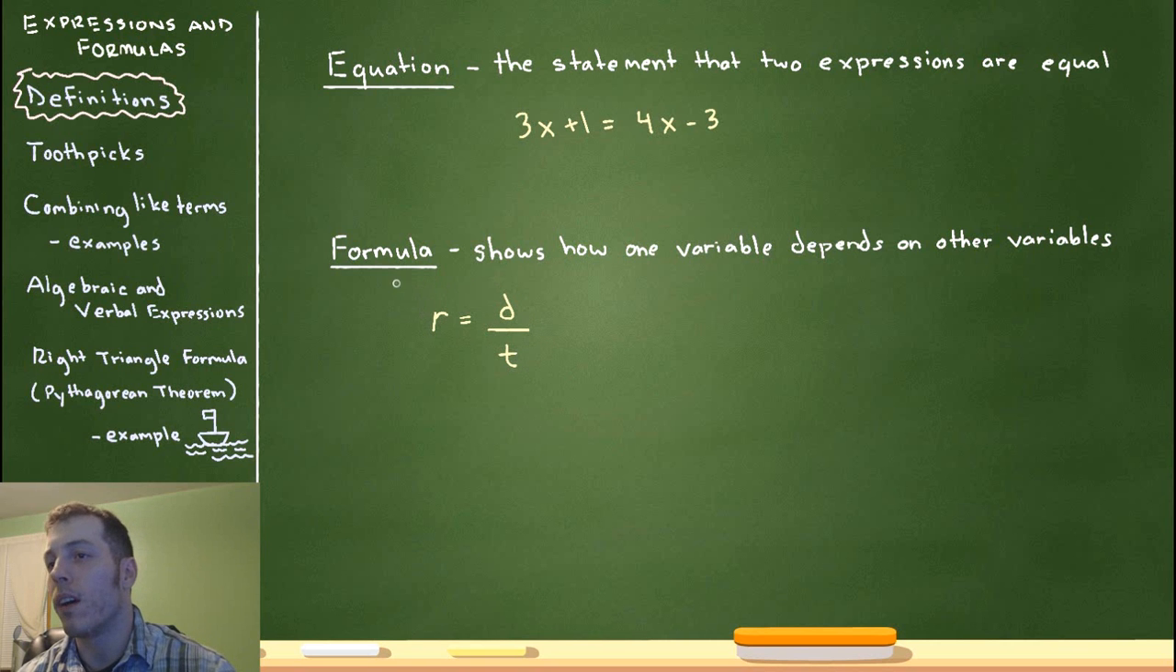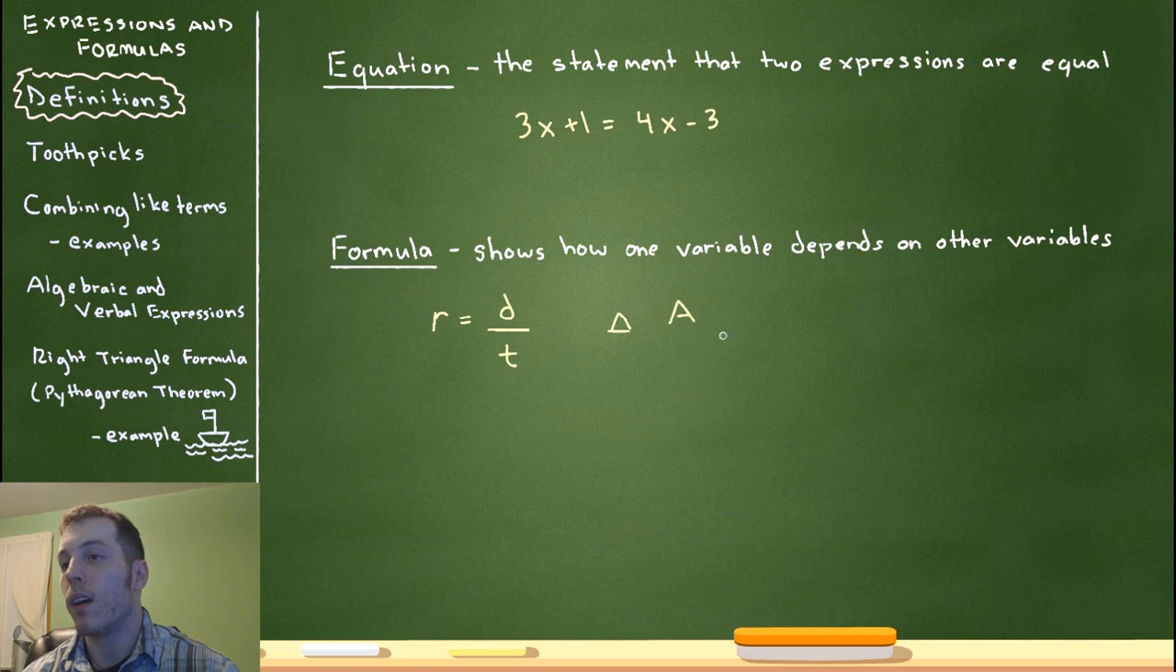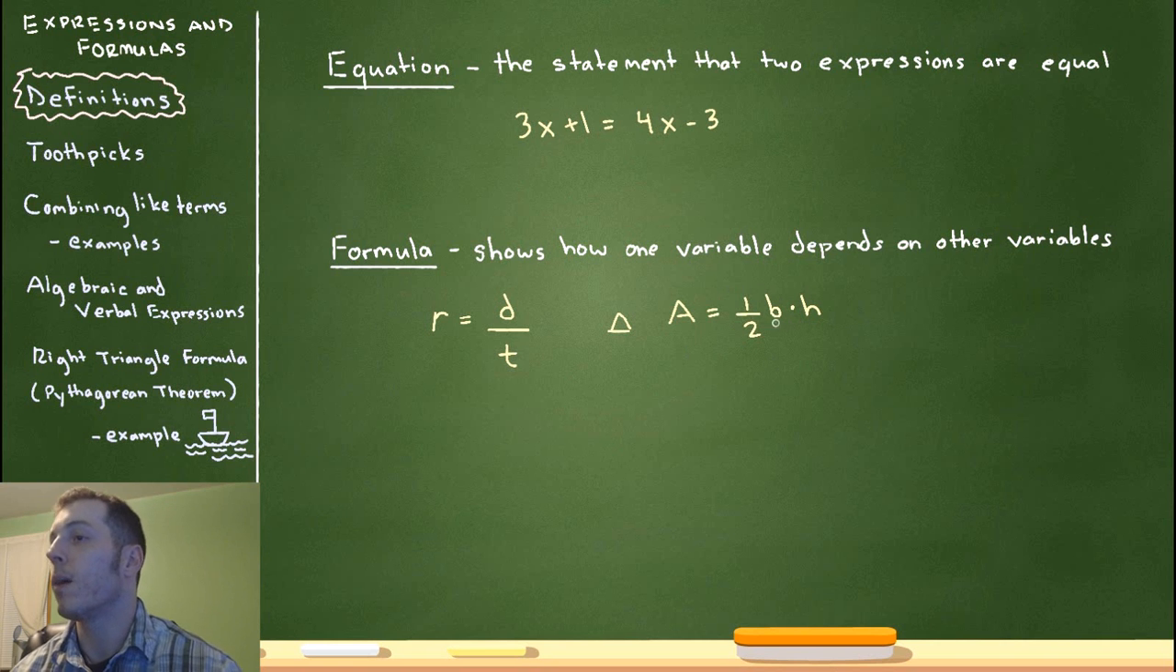And that's the case for all formulas. All formulas are going to be equations. Another formula we've discussed was if we're talking about triangles. We know the area of a triangle is equal to half the base times the height. So this is another formula. The area is dependent upon the base and the height, which are other variables. Okay, so that's another type of formula. Any area formula that we had is going to be a formula.